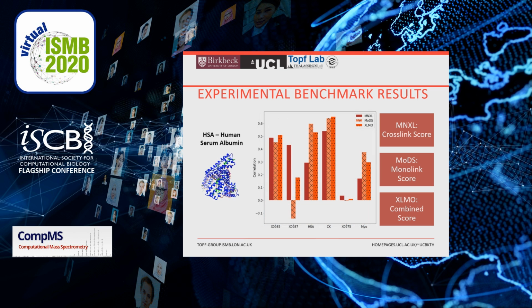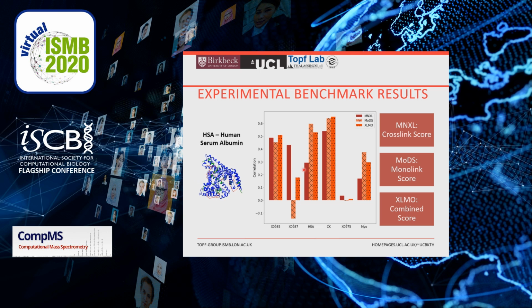So the real value of the experimental benchmark is looking at the individual examples in it. Looking at these results in terms of correlation, what we can see is that although XLMO is only the top score in 2 out of the 6 models, it is also never the lowest score. So it always appears to compensate for poor performance of either MODS or MNXL.